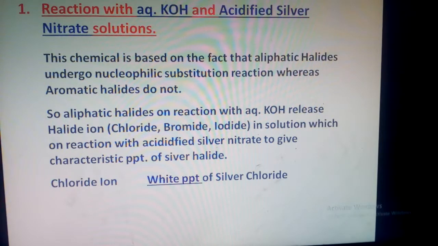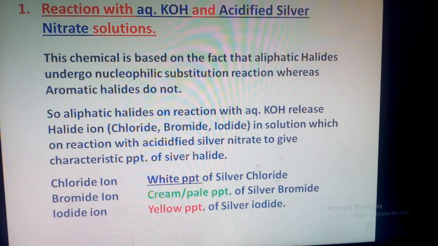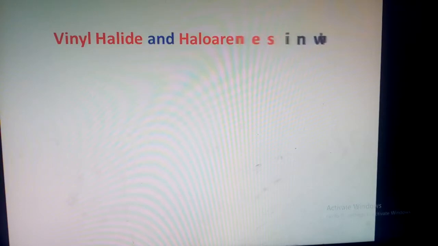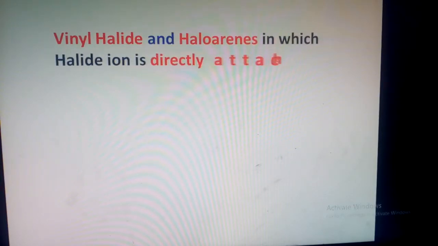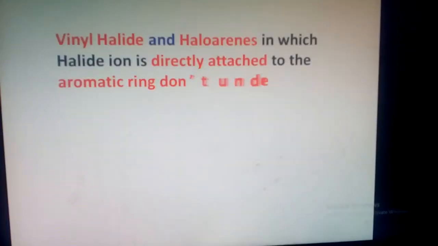If chloride ion is present, the precipitate color is white. If it is bromide, then it is cream yellow color, and if it is iodide ion, then a yellow precipitate is formed. So not only can we distinguish between aliphatic and aromatic halide, we can also distinguish between aliphatic halides with different halogen atoms, that is chloride, bromide or iodide ion. So vinyl halide and haloarenes, in which we know due to resonance there is partial double bond character between carbon and halogen atom, do not separate easily.